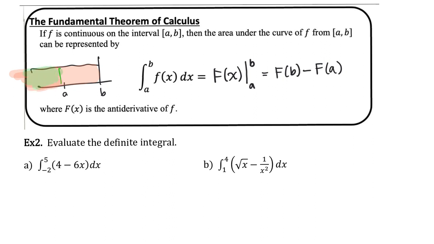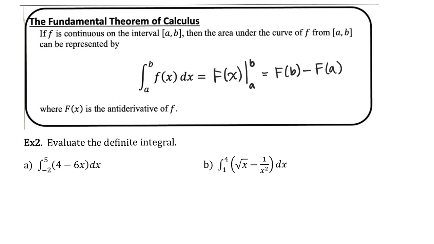So if I do capital F of b minus capital F of a, I'm doing the entire area under the curve from b to the left. If I subtract off capital F of a, I'm subtracting the area under the curve at x equals a from the left, and I'm going to be left with the area under the curve only from a to b. That's why we subtract capital F of the upper limit minus the lower limit.